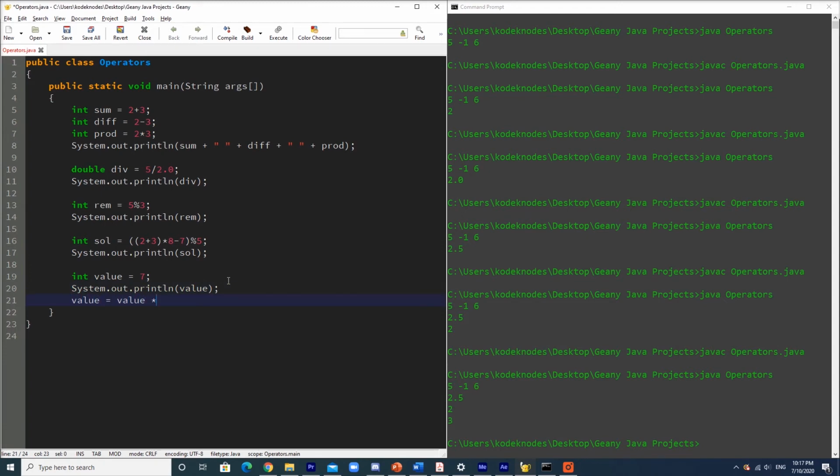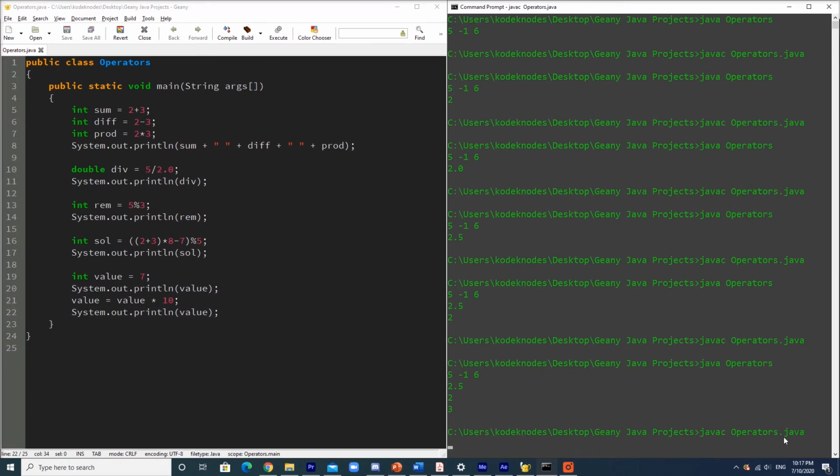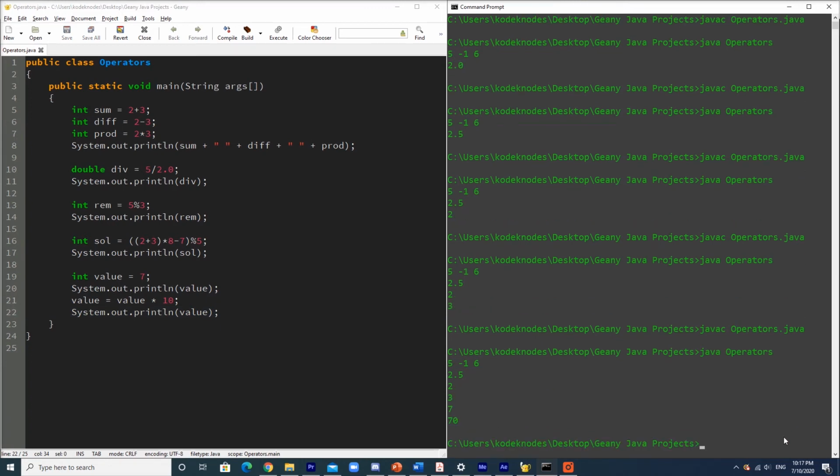If I type value equals value times 10, what happens is that we first multiply value, which is 7, by 10 to get 70, and then 70 is assigned to value. So before this statement, value is assigned to 7, but after this statement, value is assigned to 70. We can print it out again by typing System.out.println(value). If we compile and run the code, as you can see here, value used to be 7. Then after we did value equals value times 10, value was then assigned to be 70.